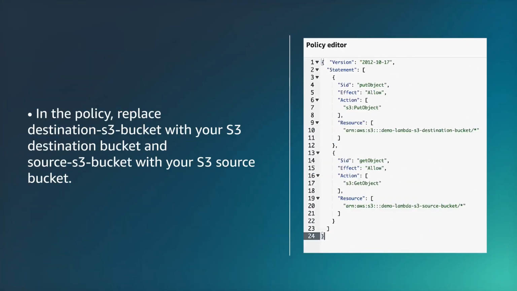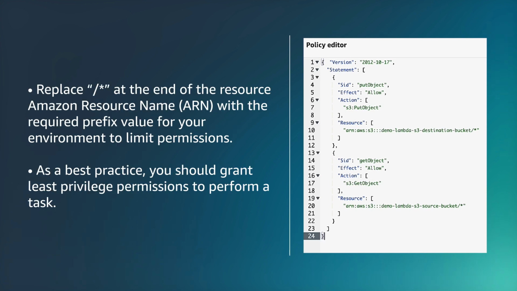In the policy, replace destination S3 bucket with your S3 destination bucket and source S3 bucket with your S3 source bucket. Replace /* at the end of the resource Amazon resource name with the required prefix value for your environment to limit permissions. As a best practice, you should grant least privilege permissions to perform a task.